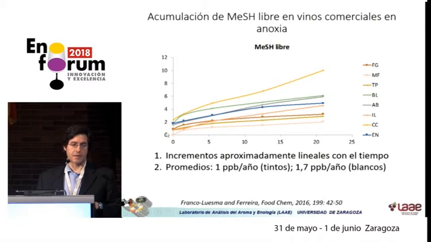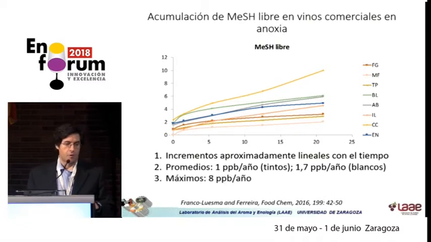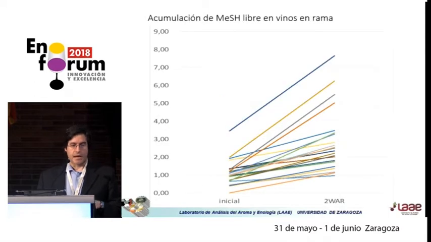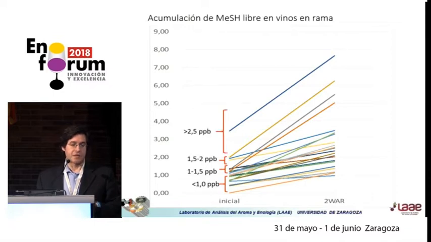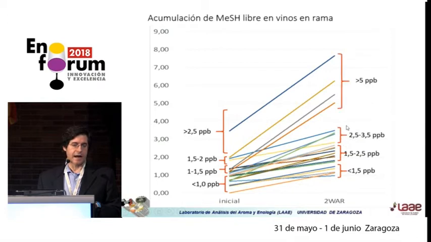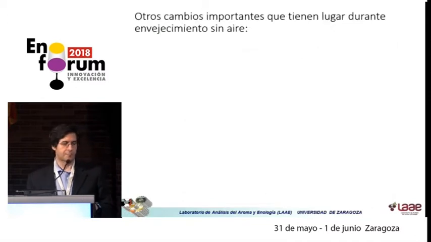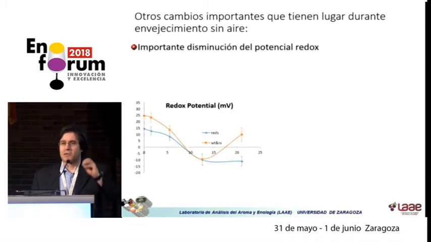So the increases normally are linear with time, but on average we have 1 ppb per year in red wines and 1.7 ppb per year in white wines. Here you can see that the differences are less intense, but you can see that some that had very low levels can form important amounts over time. And this is a very unpleasantly smelling wine.